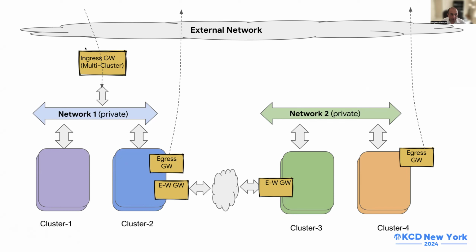Also, this picture shows that there is north-south multi-cluster load balancing, right? So we talked about north-south networking as one key design pattern. Here there's an ingress gateway, which is able to load balance traffic coming from, let's say, external clients to services running across both cluster 1 and cluster 2, right? So it's a multi-cluster north-south load balancer. That's the pattern we talked about earlier in terms of north-south networking across clusters.